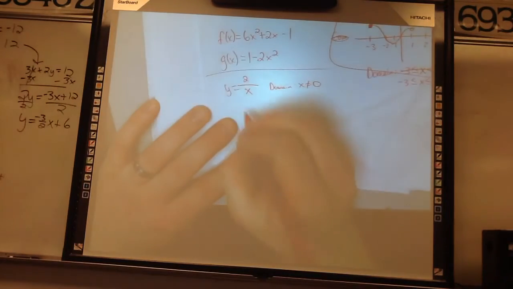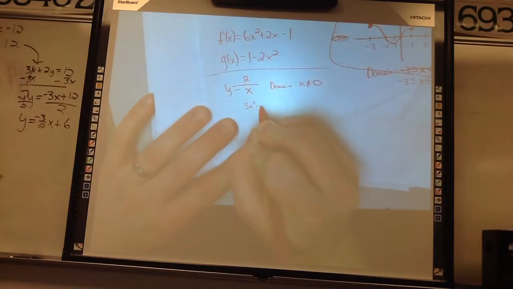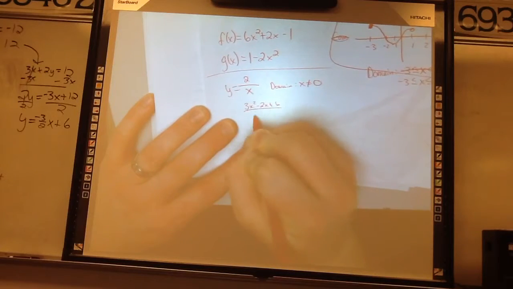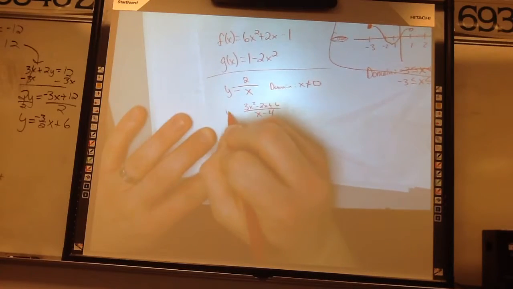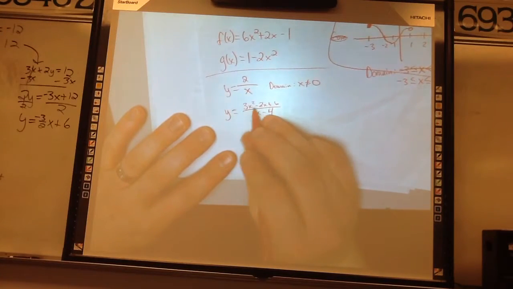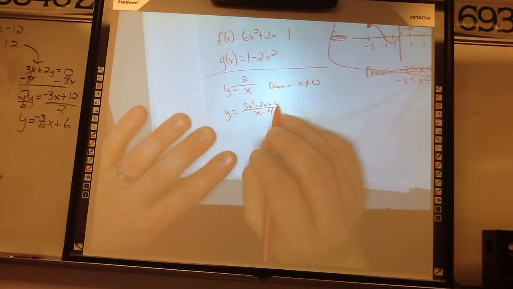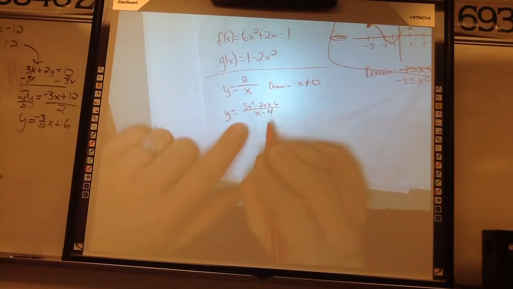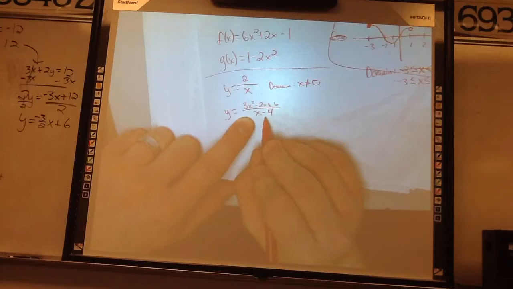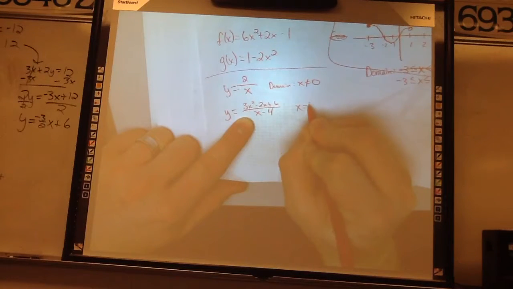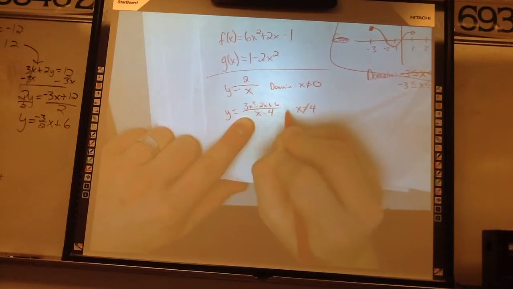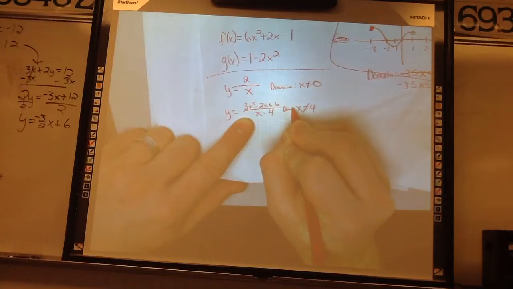But zero. If you had like 3x squared minus 2x plus 6 over x minus 4, who cares about the top? I can plug in anything I want to that top and I'm going to get an answer. But the bottom can't be 0, can it? So x cannot equal 4, because 4 minus 4 would give me 0 on the bottom. But everything else would work.